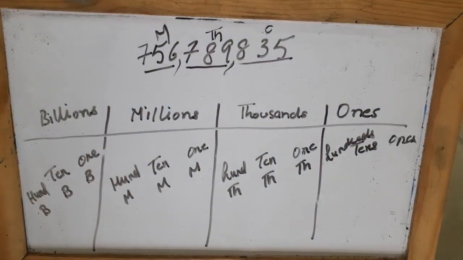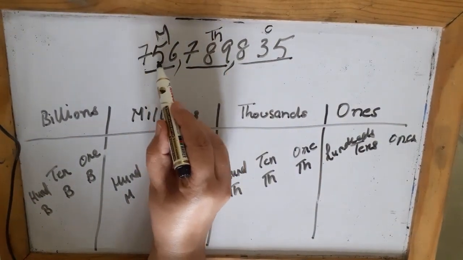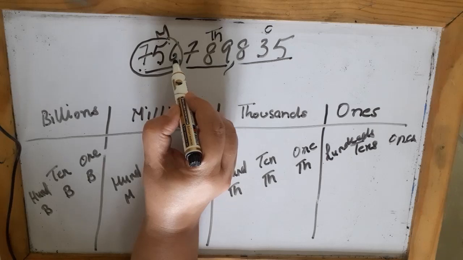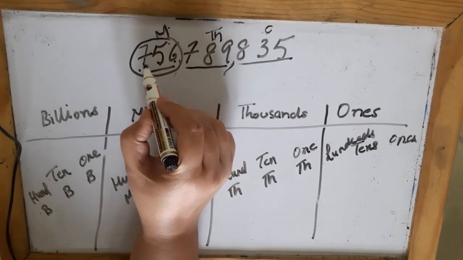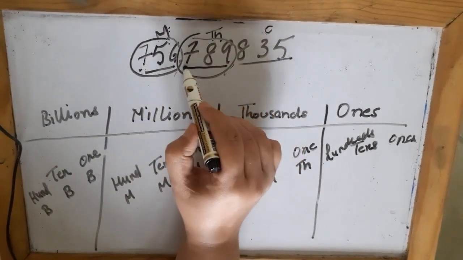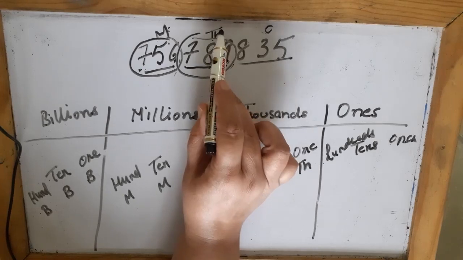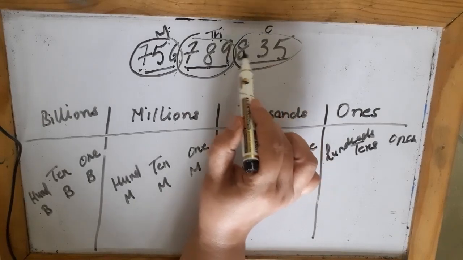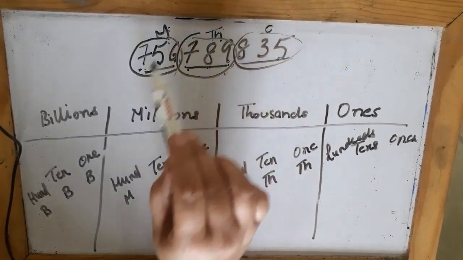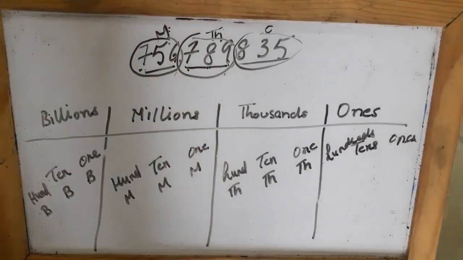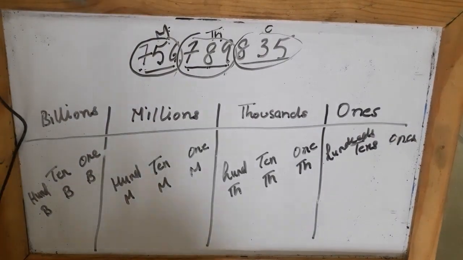Now we will read the number according to the periods only. First of all these 3 numbers, so read them. They are 756, and what is the period? The period is millions, so 756 millions. Now the next 3 digits together: 789, and what is the period? Thousand, 789 thousands, and the last 3 digits, 835. So this number we can read as 756 millions, 789 thousands, and 835.